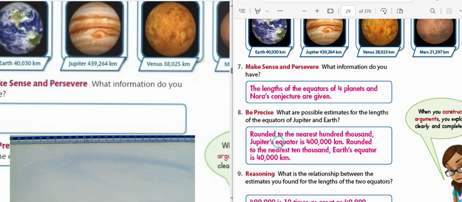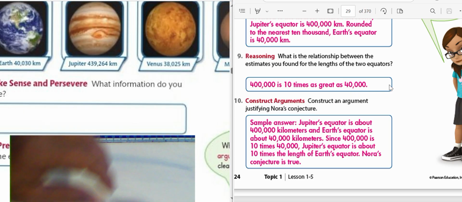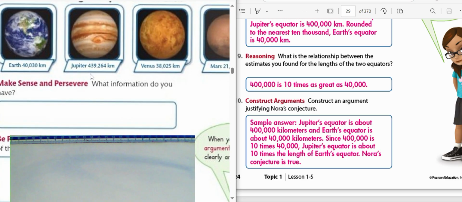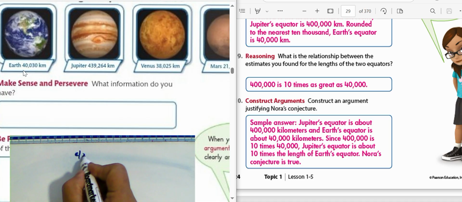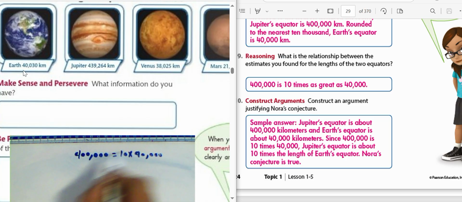Next question number 9. What is the relation between the estimates you found for the lengths of the two equators? We know 400,000 here, the approximation to the nearest 100,000. It's 10 times greater than 40,000. Understood? The value of digit 4 in Jupiter is 10 times the value of digit 4 in the circumference of the Earth. Then we can write 400,000 equals 10 times 40,000.